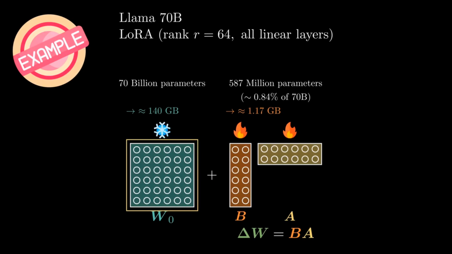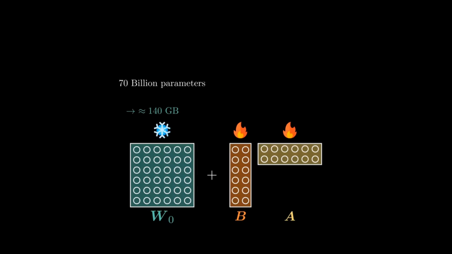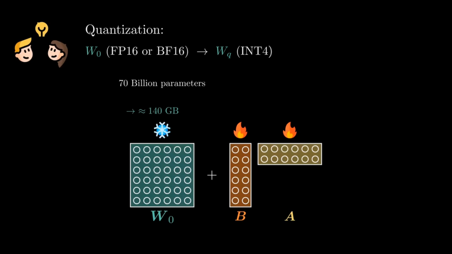The trainable parameters only occupy 1.17 gigabytes of memory when using 16-bit precision. But the base model is huge. It takes up around 140 gigabytes in 16-bit precision. The key idea for making fine-tuning more broadly accessible is to compress the frozen base model using quantization.